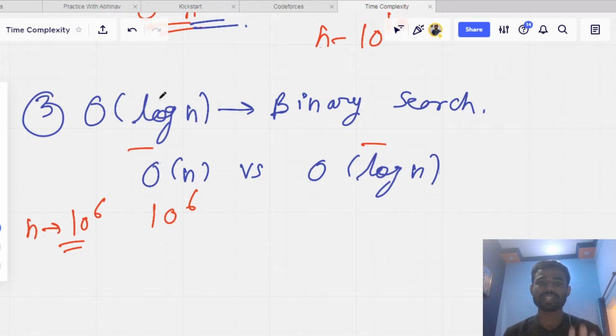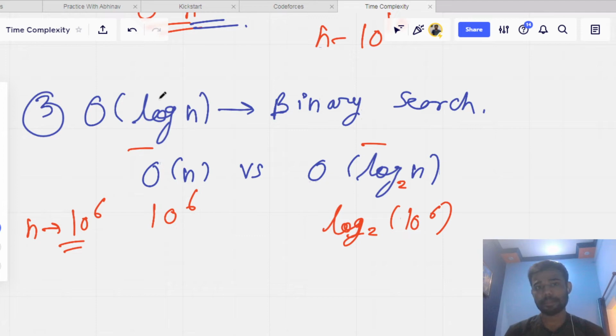10 to the power 6 ऑपरेशन करने पड़ेंगे ना लीनियर सर्च को. हर एक एलिमेंट चेक करेगा, जहां मिलेगा उसको फाइंड करके बता देगा. फॉर एग्जांपल अगर एलिमेंट बिल्कुल लास्ट इंडेक्स में हो तो उसे 10 to the power 6 ऑपरेशन करने पड़ेंगे. बट इन केस ऑफ बाइनरी सर्च, it just has to do log of 10 to the power 6 operations, and here in this log n the base is 2. This is also an important thing. The base is 2. It is not e, it is not 10, it is 2.